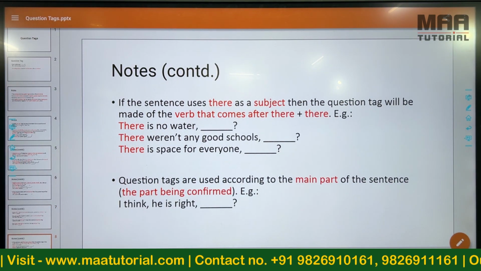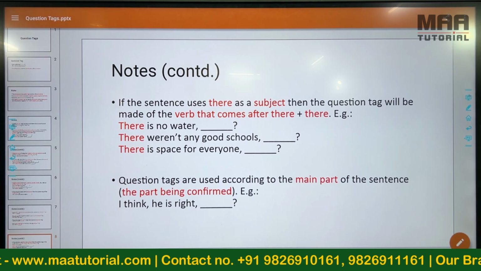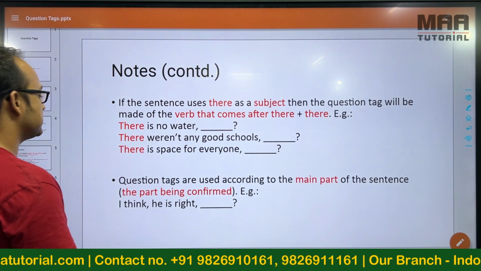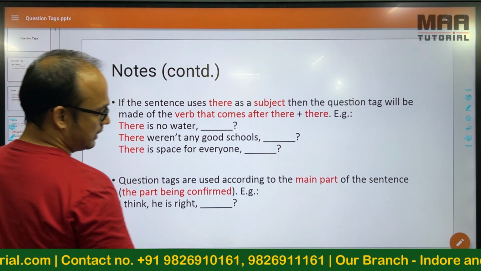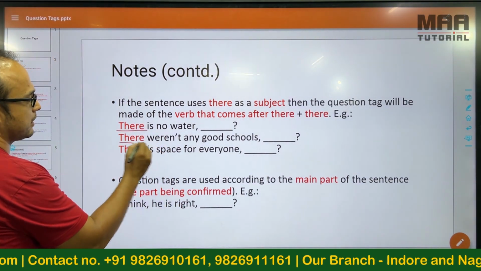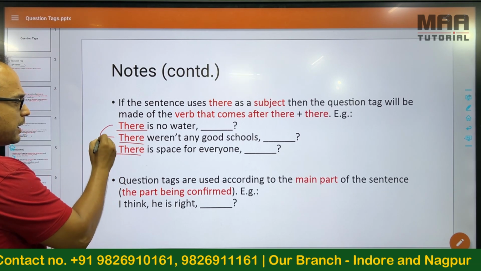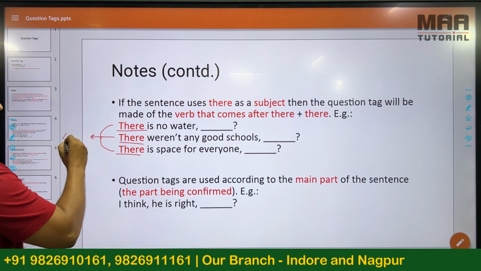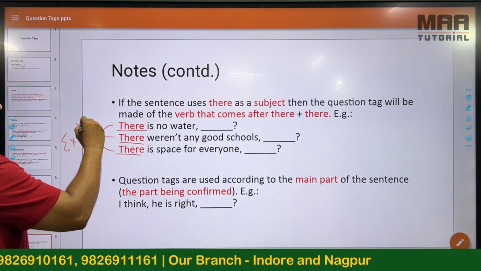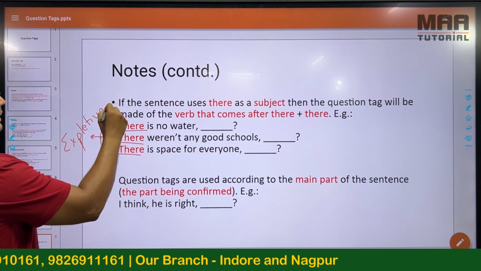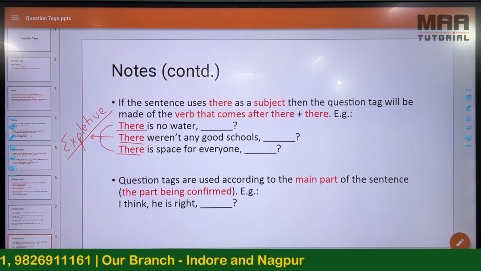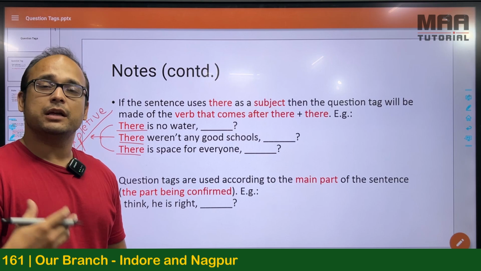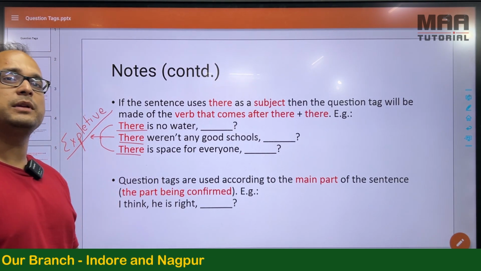If the sentence uses there as a subject, then the question tag will be made of the verb that comes after there, plus there. Sometimes a subject is an empty subject. For example, there. Now this does not belong to any part of speech. Some might say maybe it is acting as an adverb, but that is not what it is doing. This is called an expletive. Expletives are words that are used as subjects or in the place of a subject because there is nothing to fill it. Expletives are words that are used to fill an empty space in a sentence.